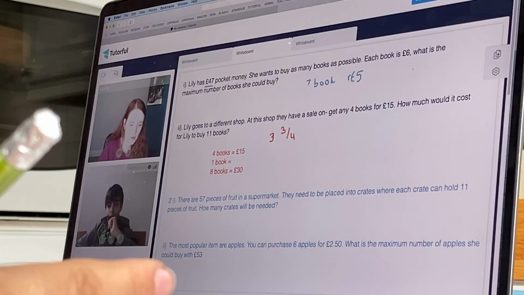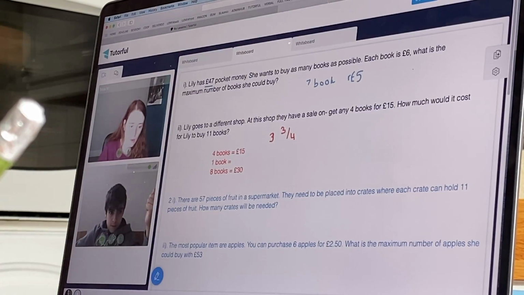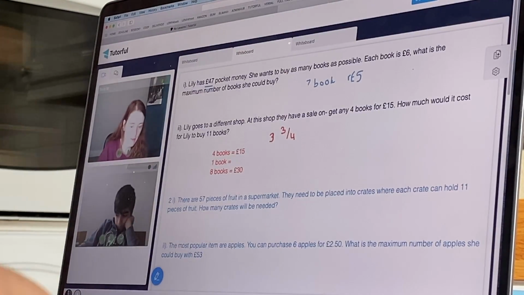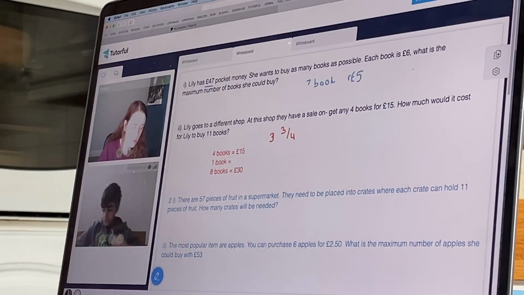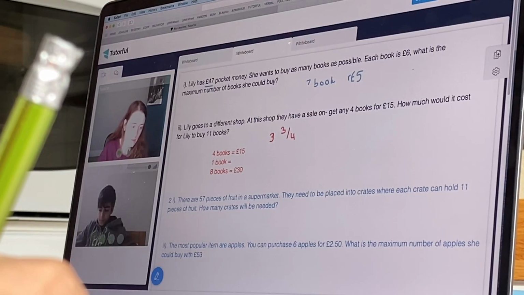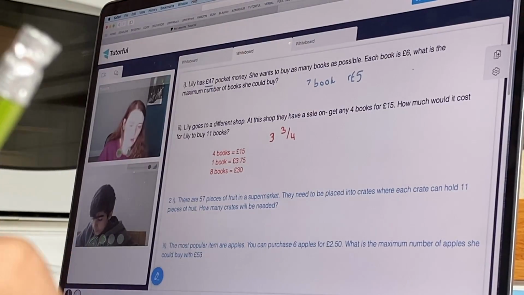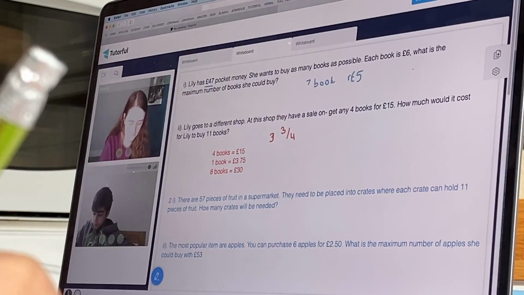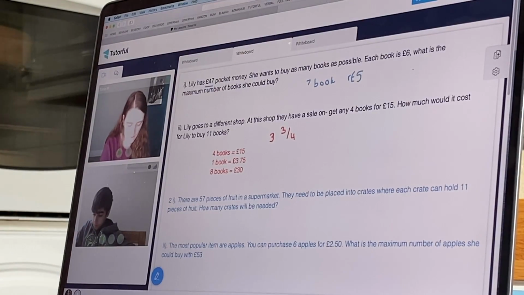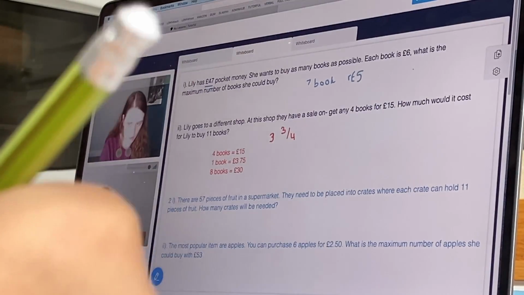So we can multiply it by 11, or we could add the 8 and the 4, and then subtract 1. So whichever way you prefer.